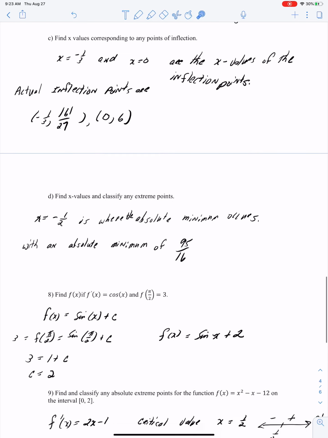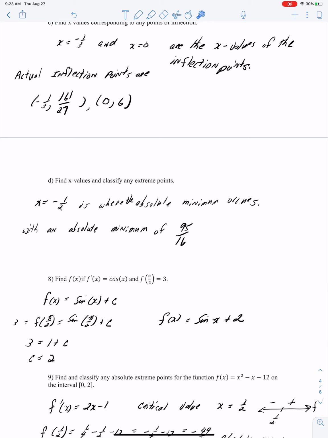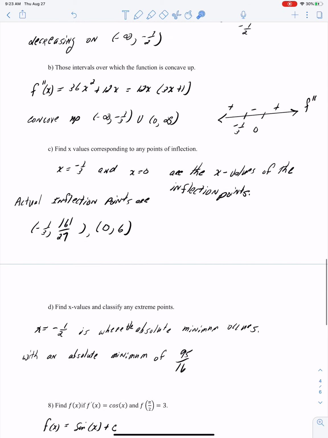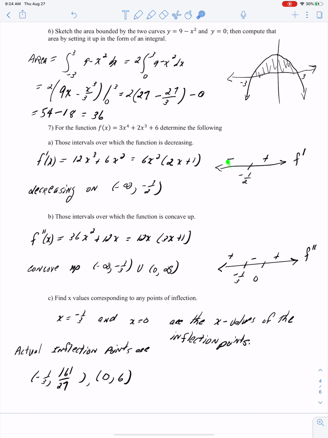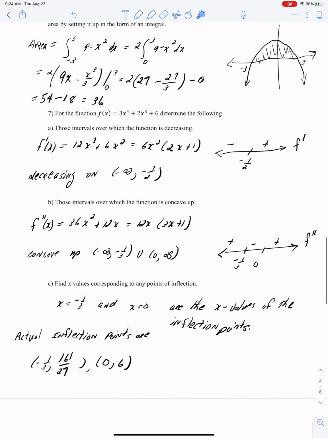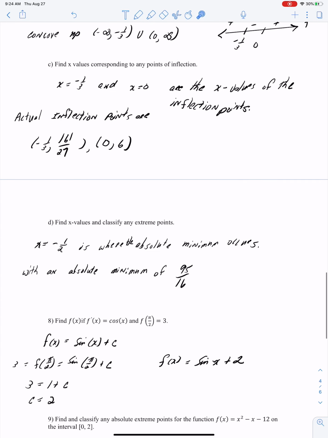All right, now I'd like to find x values and classify the extreme points. Well, let's go up and look at the first derivative. My function is decreasing into minus 1/2 and increasing out of minus 1/2. So it's decreasing in and increasing out. That makes minus 1/2 an absolute minimum, right?